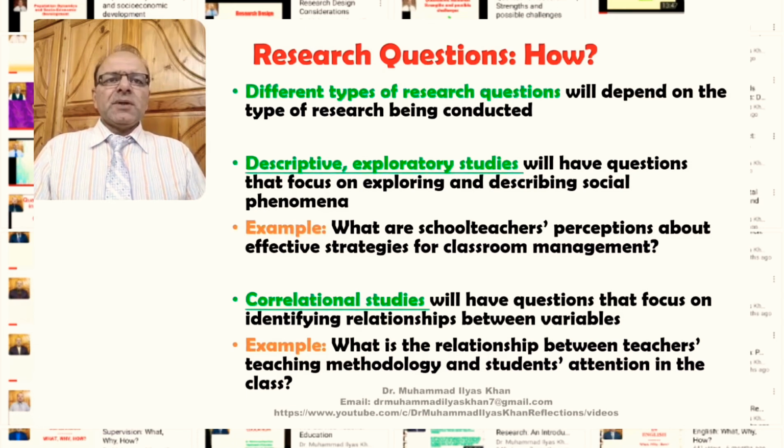Similarly, if we have correlational studies, we will have questions that focus on identifying a relationship between variables. For example, what is the relationship between teachers' teaching methodology and students' attention in the classroom? So, such a question will be in response to correlational studies.